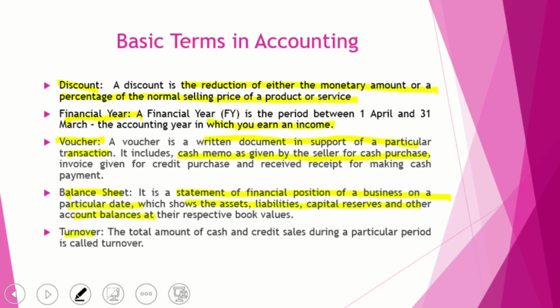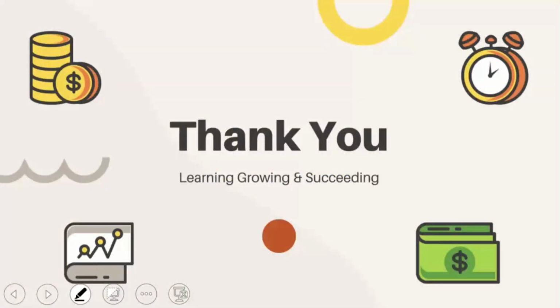Next is turnover. The total amount of cash and credit sales during a period is known as turnover. The total sum of cash and credit sales made by the business entity for a particular period is termed as turnover. So these are a few of the basic terms of accounting, which is very important for us to understand the meaning of each and every term, because as we move forward in the next chapters, it will help us understand the concepts more easily.